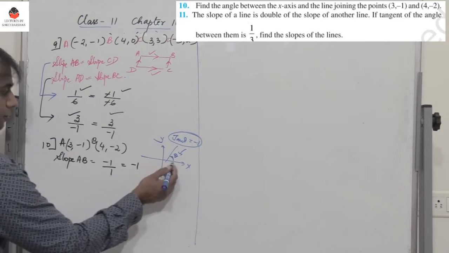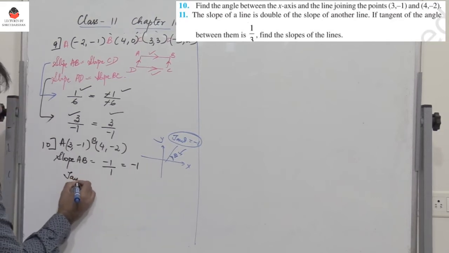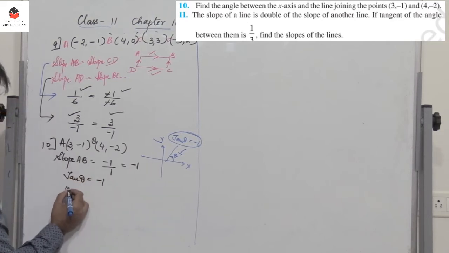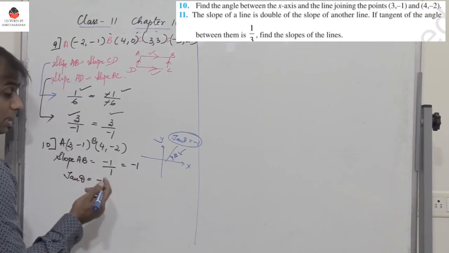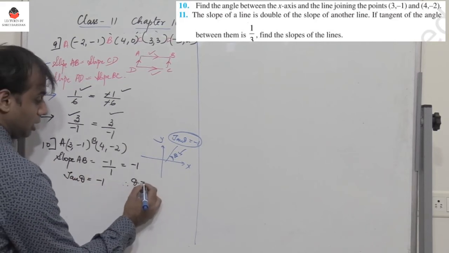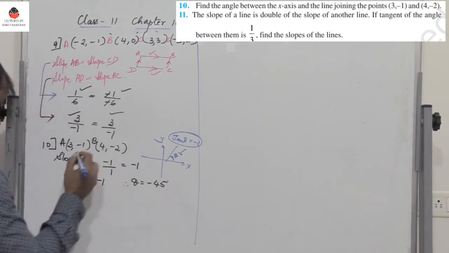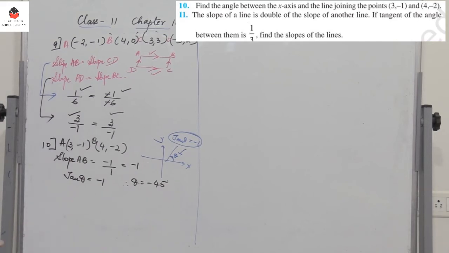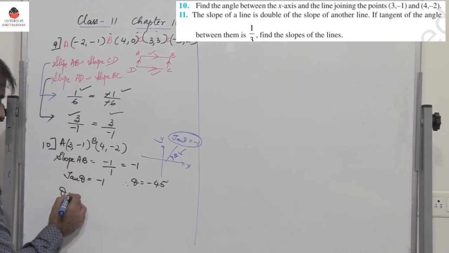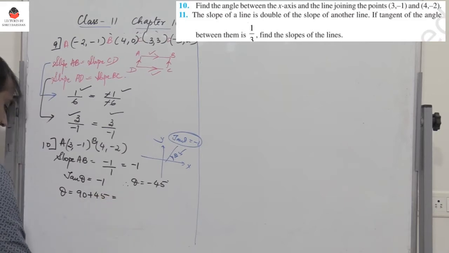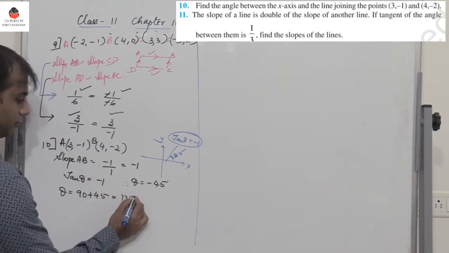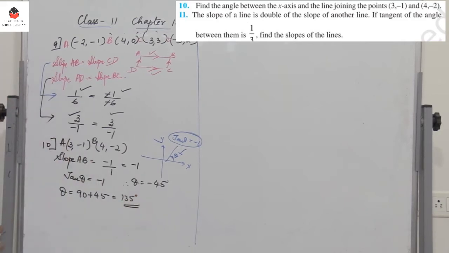This is just a rough diagram. So tan theta equals -1. When is tan theta equal to -1? When theta equals -45 degrees. So theta is -45, meaning theta equals 90 plus 45. So this angle is equal to 135 degrees. Very simple problem. Next one.